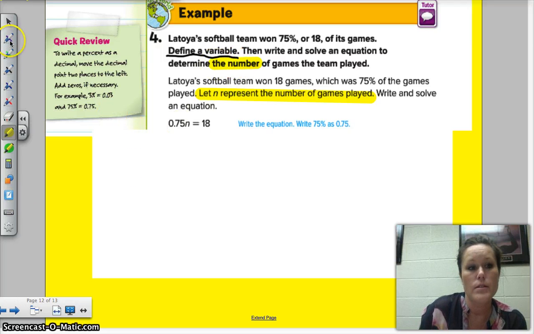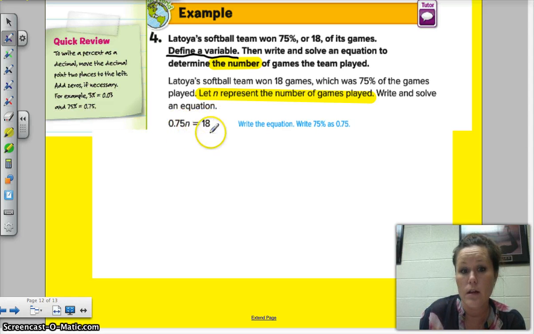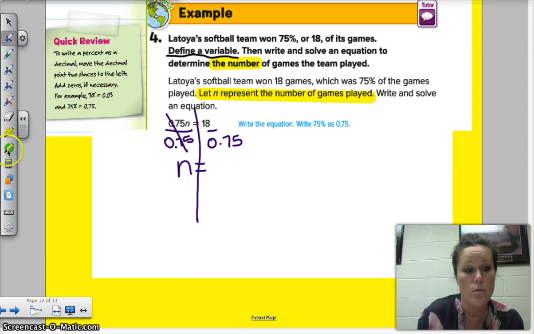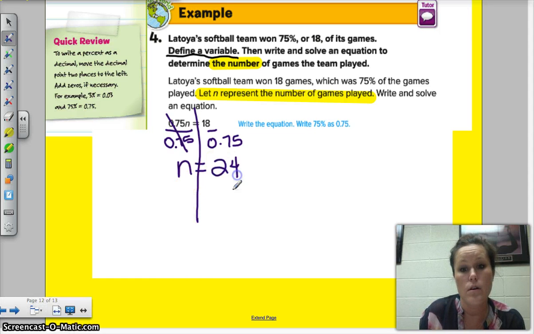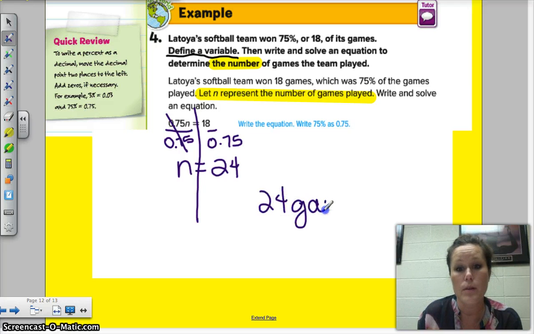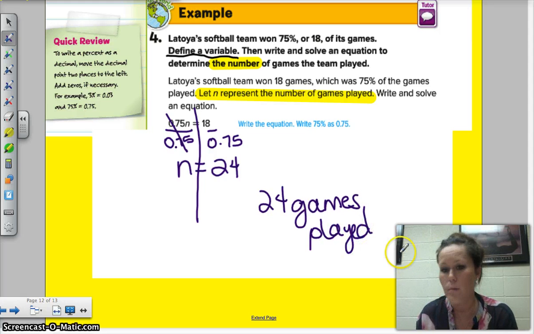Okay, so they won 75% of their games times the number of games, and that equals 18. So we're going to divide by the coefficient on both sides. Draw that line down. 75s cancel out. N equals 18 divided by 0.75, which equals 24. So they played 24 games. So 24 games played.